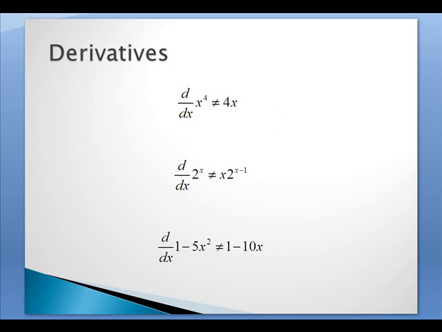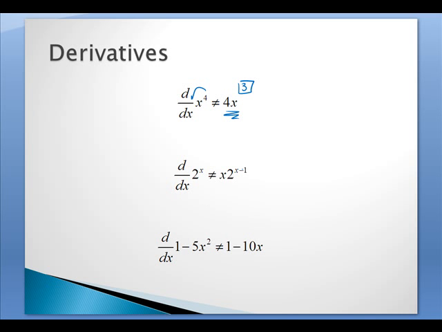Now with derivatives, the most common mistake is when using the power rule. The power rule simply states that we bring the 4 down in front of the x and we subtract 1 from our exponent. And so the silly mistake here is that we forgot to subtract 1 from the exponent, and so we should have had a 3 here.